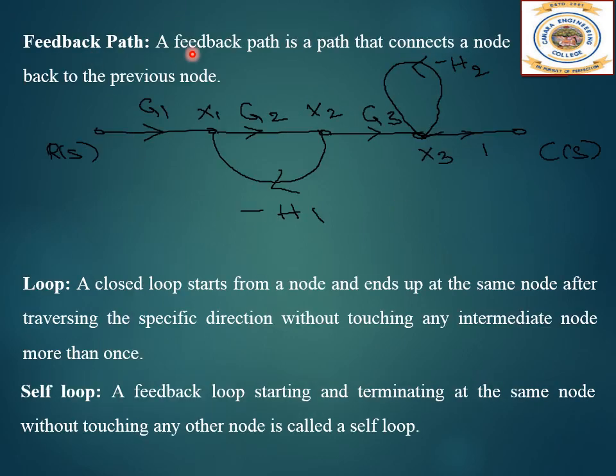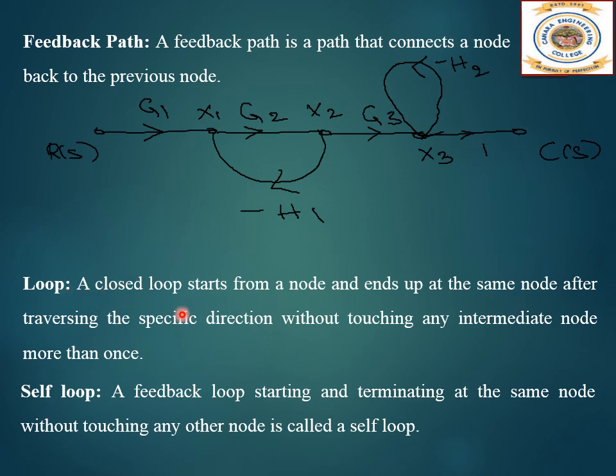Next we have the feedback path. The feedback path is a path that connects a node back to the previous node. Here, from R of s to C of s, if the direction is like this, then it is a forward path from input to output. A feedback path connects from a node backwards to the previous node. You can check, from x2 to x1 we have this connection which has a gain of minus H1. So this is a feedback path.